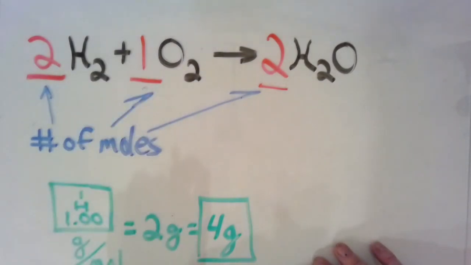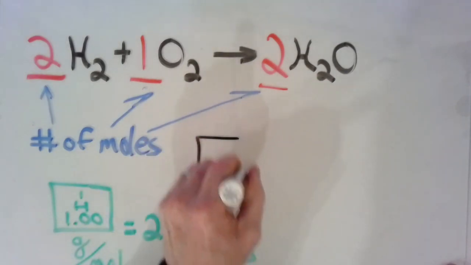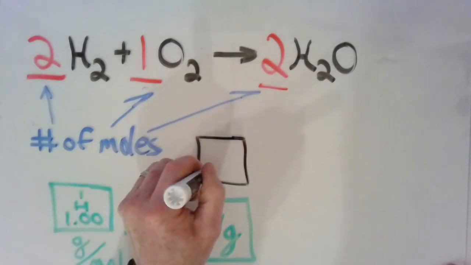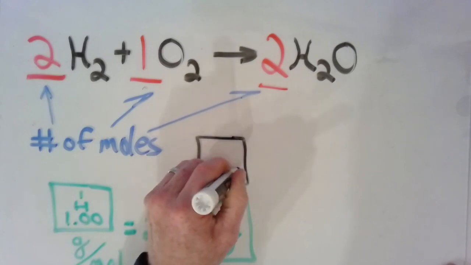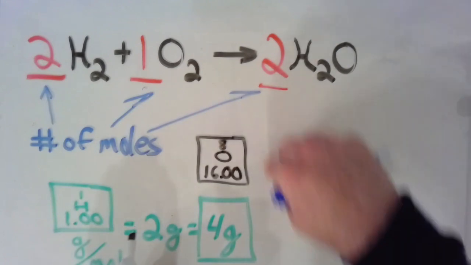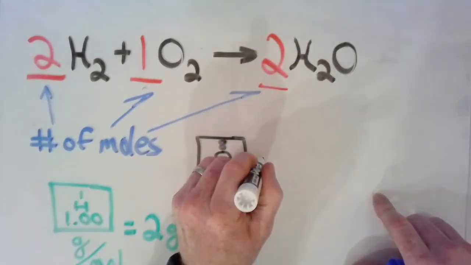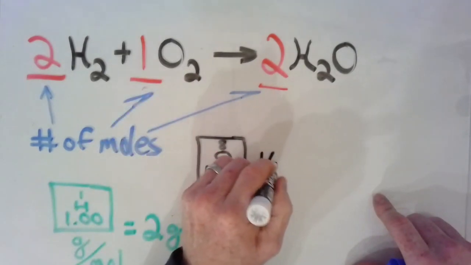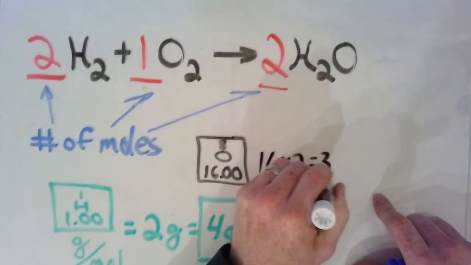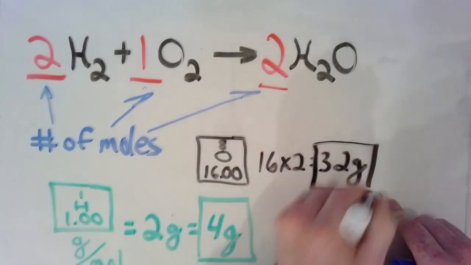Now, oxygen, there's only 1 mole of it because of the coefficient, but oxygen gas, remember oxygen, if we're looking here, is 15.99. I'm going to round that to 16 just to make the math simple. Oxygen is number 8, 16, and we're going to multiply that by 2. So 16 times 2 gives us 32 grams in this entire set.